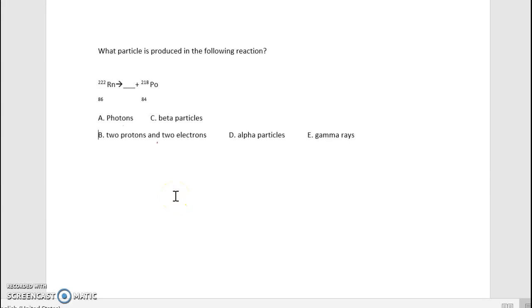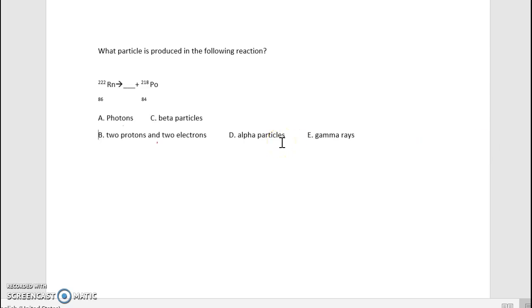Alright, this is problem number 5 for the extricated of exam 4. And it is a problem from exam 4, and it reads as follows. What particle is produced in the following reaction? And then it gives us radon 222 yields plus polonium 218.